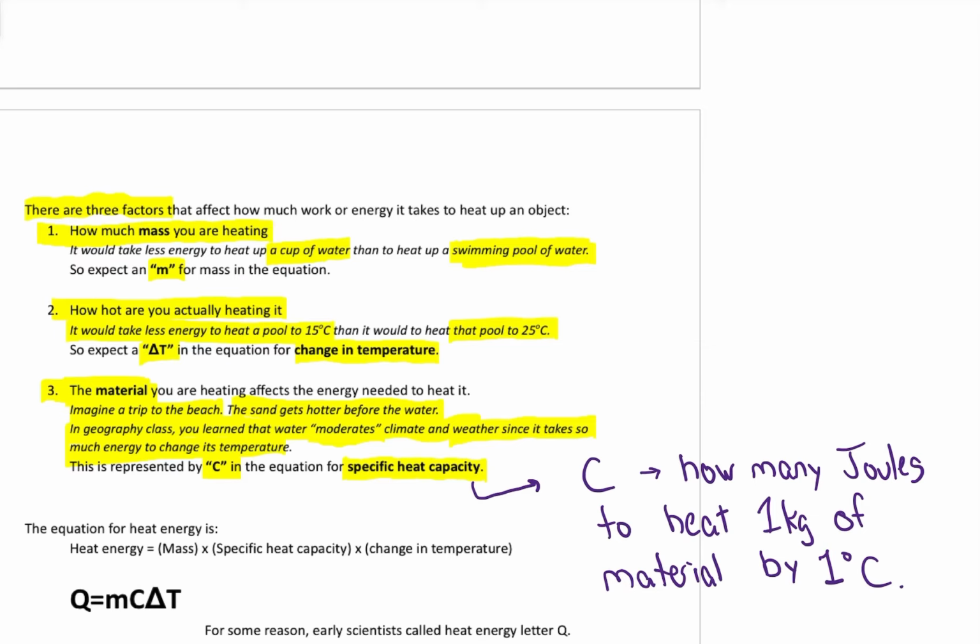That's water's specific heat capacity. So if you had a kilogram of water in an electric kettle, if you plug that kettle in and wanted that 1 kilogram of water to get warmer by only 1 degree Celsius, it would take 4,200 joules of energy to make that happen.